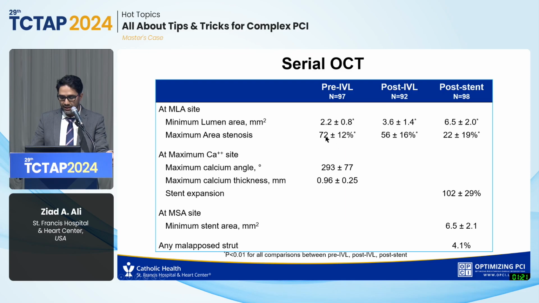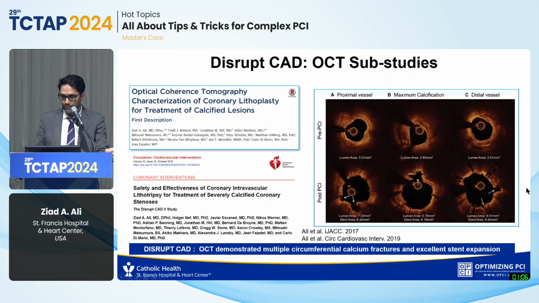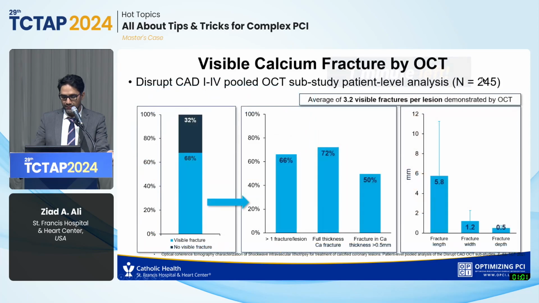We noticed that the calcium fracture usually leads to a doubling of the lumen area after the IVL itself, with a tripling after you place the stent. Again, multiple studies have shown even eccentric calcium can be fractured by IVL, and multiple studies showing that the mechanism is actually calcium fracture.